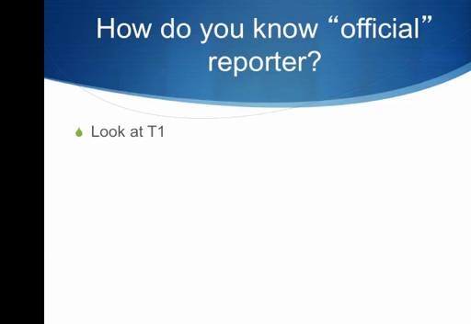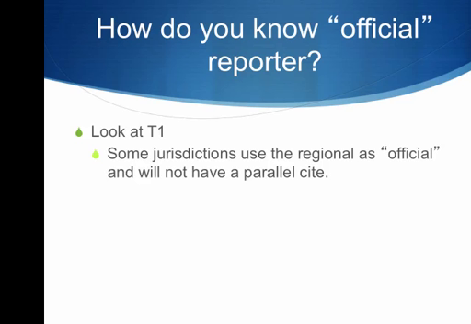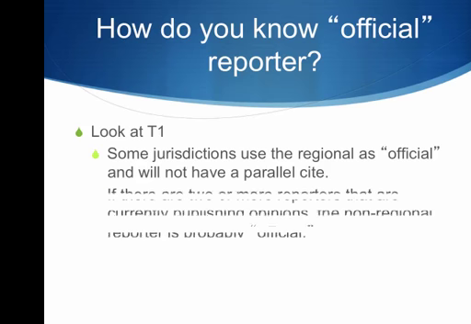So how do you know what's the official reporter? Take a look at Table T1 for the jurisdiction you're interested in. For this example, we're going to be looking at Illinois. Some jurisdictions will use the regional as the official reporter and will not have a parallel cite. For example, take a look at Iowa, listed just above Illinois.